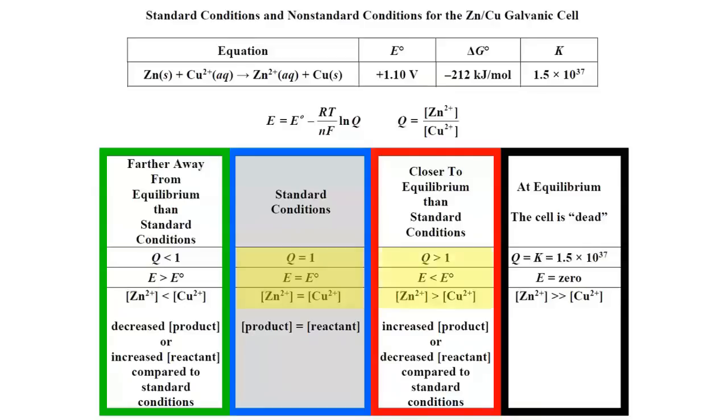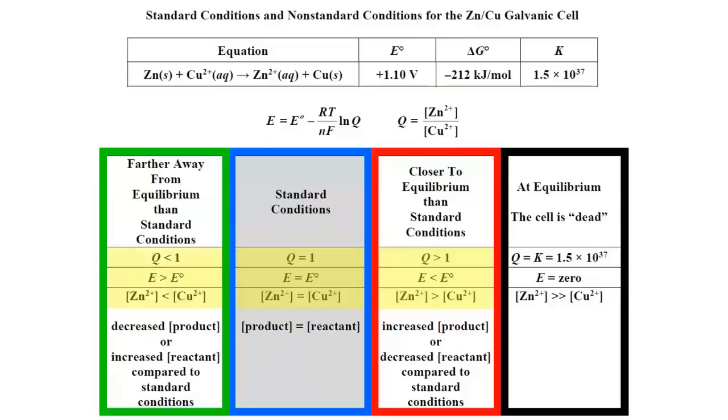If Q is greater than 1, it means we have more product or less reactant, or both, compared to standard conditions. So when Q is greater than 1, we have more product or less reactant, or both.